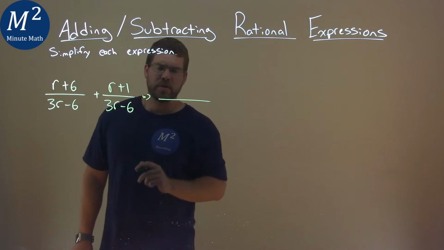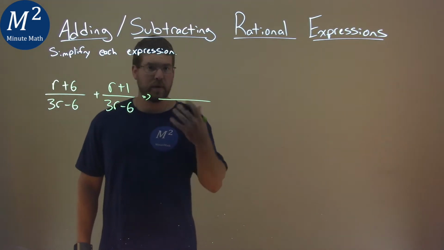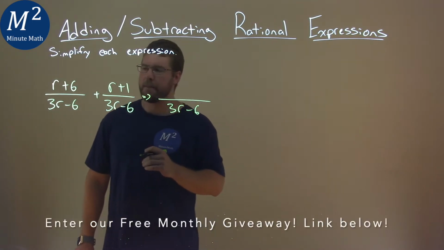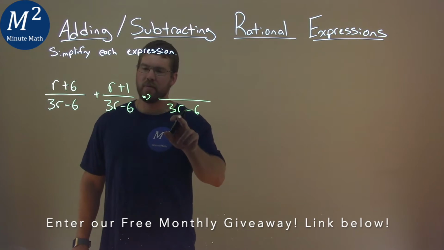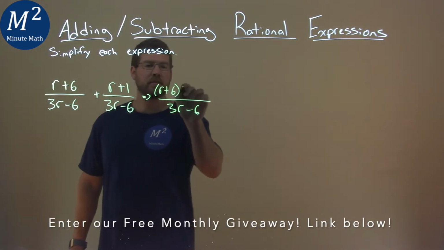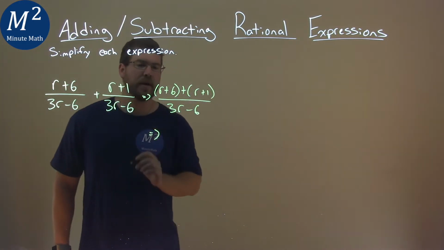The beauty of this expression is that we have the same denominator for both fractions. So we can write this as just one big fraction right off the bat with the same denominator, 3r minus 6. The numerators, we just add: r plus 6 plus r plus 1. So now let's combine our like terms.